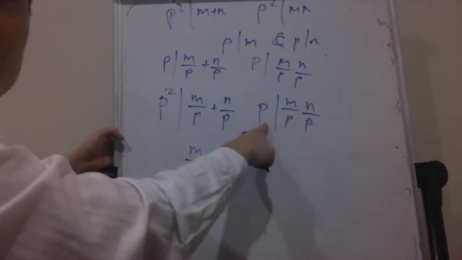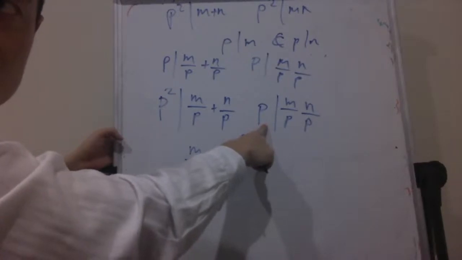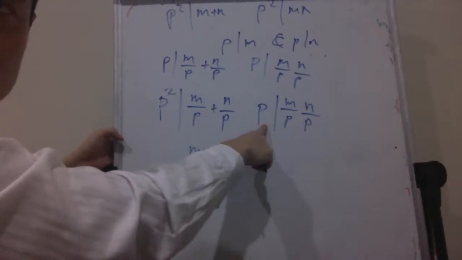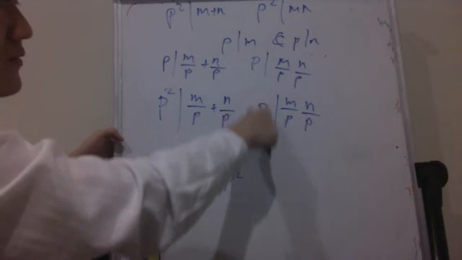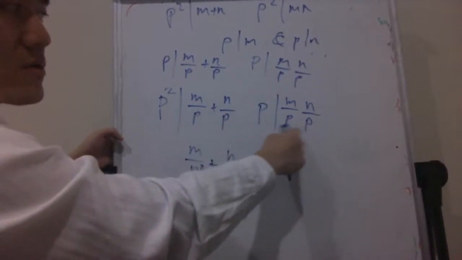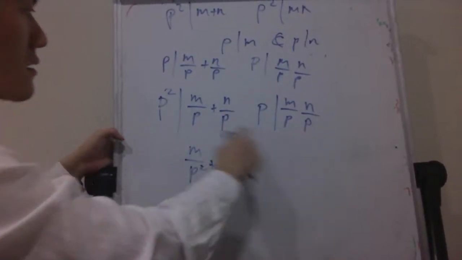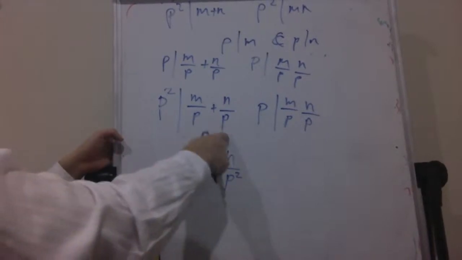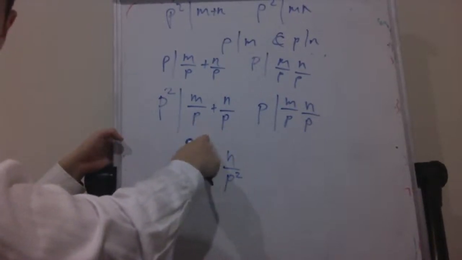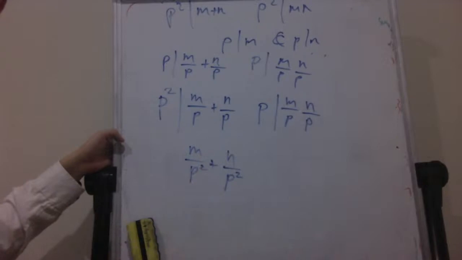But now you do have a p left over, right? You do have a p left over, and because p has to divide one of these two things, it has to divide both of those things because it divides the sum. It's the same argument as before. You know what I'm talking about?